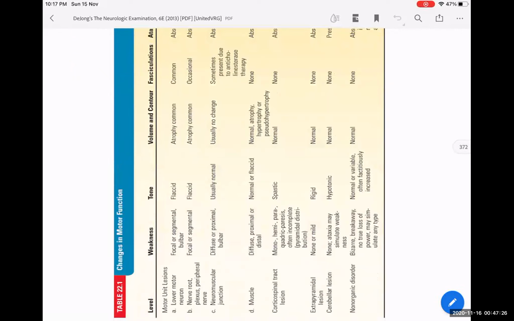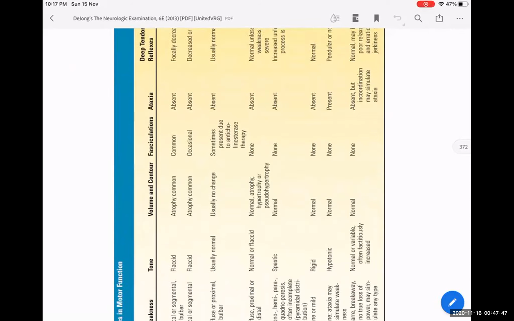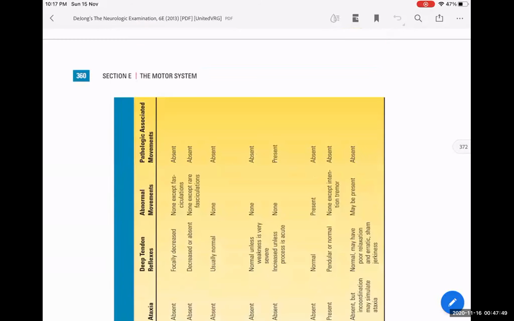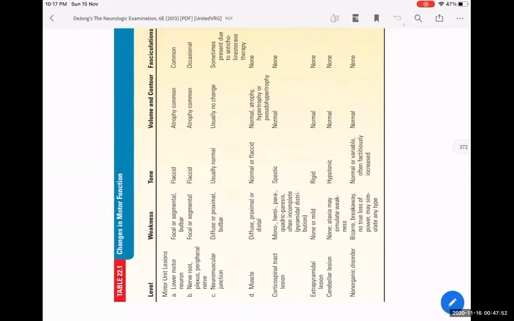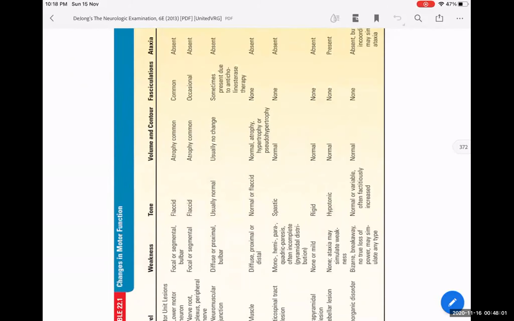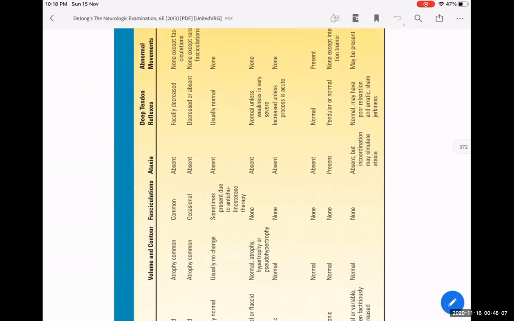For NMJ weakness, always try to look for fatigable or non-fatigable weakness associated with bulbar cranial nerve palsy, dysphagia, and dysarthria. Always try to ask about cranial nerves 5, 7, 9, 10, 11, and 12 also. So this is NMJ. In muscle disease, the weakness is usually proximal or diffuse. Tone is usually normal, except in severe weakness or severe myopathy, where it can be decreased. Volume can be either hypertrophied or pseudohypertrophied initially. Everything else will be normal.